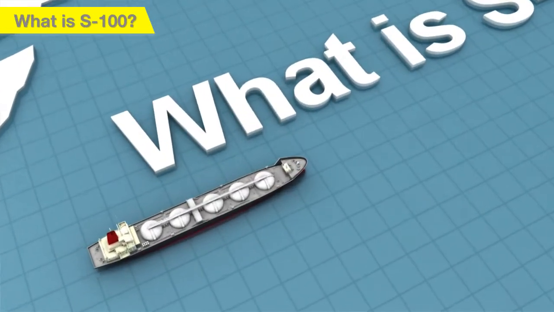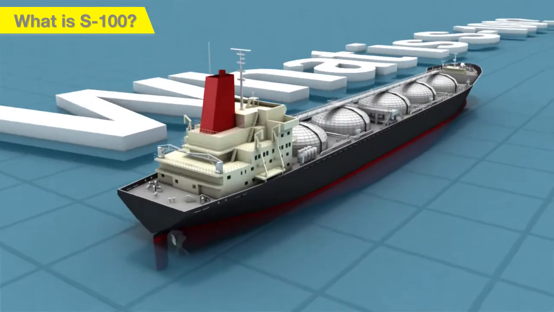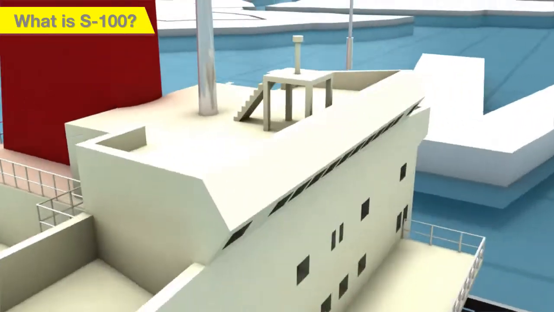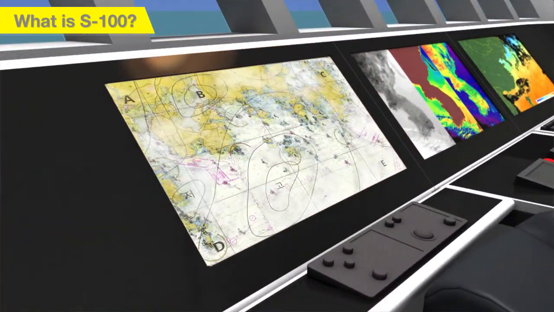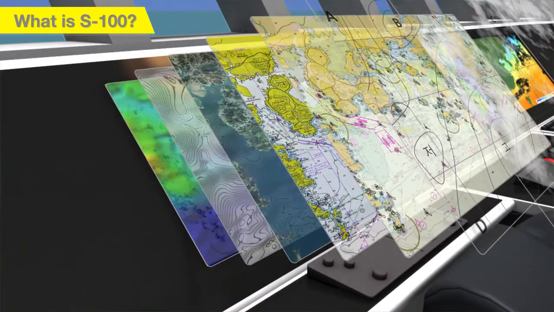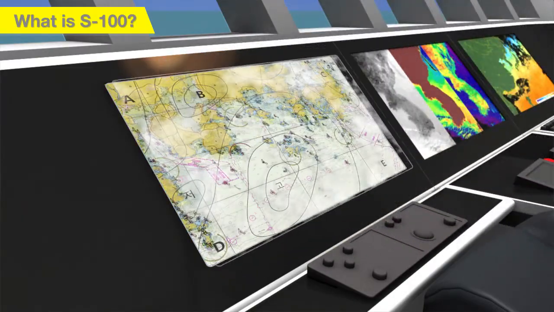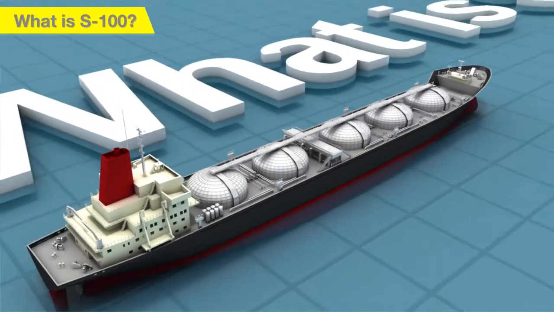S100 is a data framework not only for the development of the next generation electronic navigational charting products, but also for other digital products required by the hydrographic, maritime, and GIS communities.